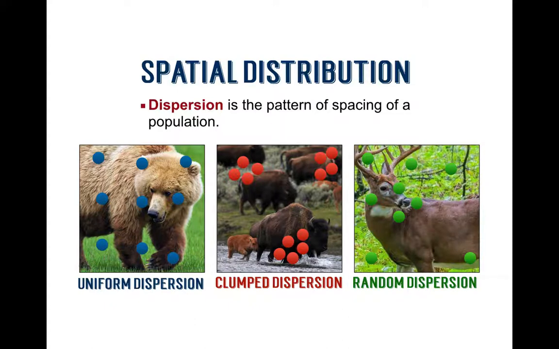Dolphins do the same thing. Orcas do the same thing, where they clump themselves into herds, and they swim around in these groups. And then you have random dispersion. Deer. Deer are kind of all over the place. There is no pattern as to how and where they are. Sometimes you find them in herds. They clump together. But most of the time you'll find them kind of randomly going about just eating their grass.